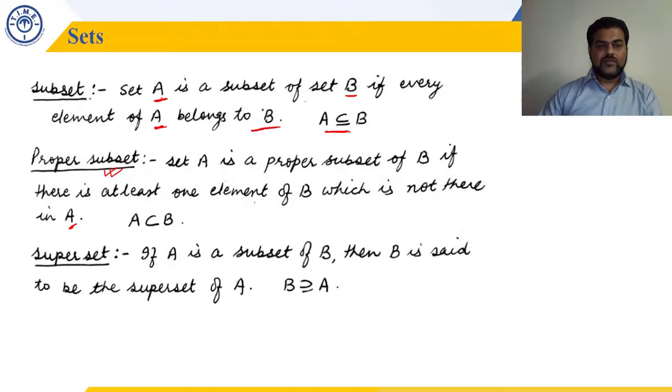Superset. If A is a subset of B, then we say that set B is the superset of A. So simply put, if A is a subset of B, then B is the superset of A. It is as simple as that. And it is denoted by this symbol. A is a subset of B is denoted by this, and B is a superset of A is denoted by this. Fine. Let's move ahead.